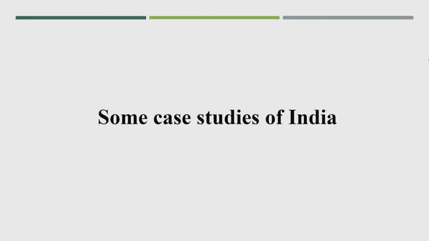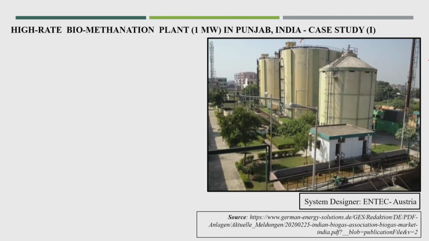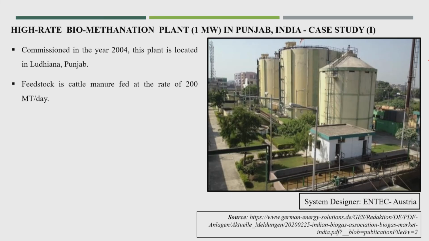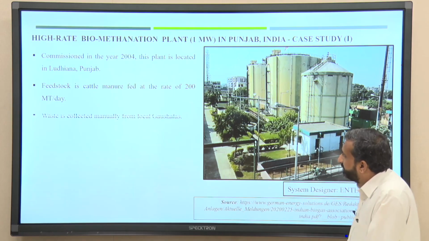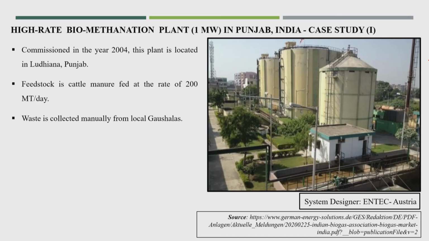Now, we will see one or two case studies in India. This is a high rate biomethanation plant, a 1 megawatt electricity production plant in Punjab, India. This reactor was designed by Intec, Austria, and commissioned in 2004. This plant is located in Ludhiana, Punjab. The feedstock is cattle manure fed at the rate of 200 metric tons per day, which means it is a very big unit. Now, waste is collected manually from the local Gaushala and fed into the reactor.